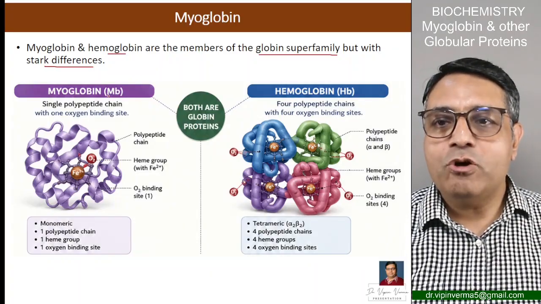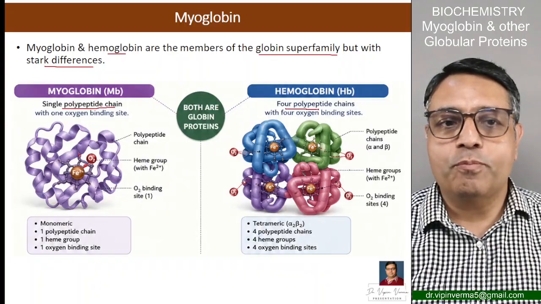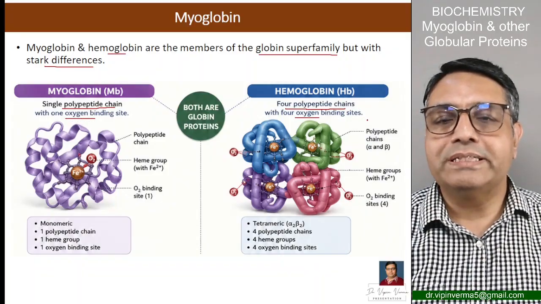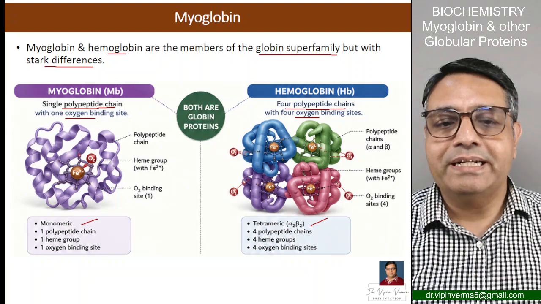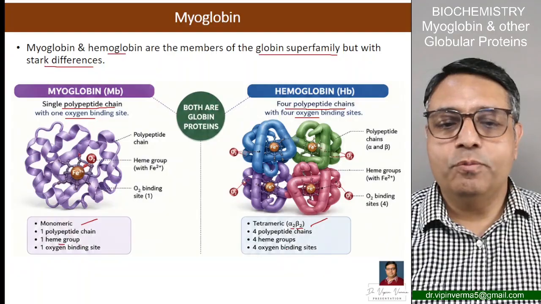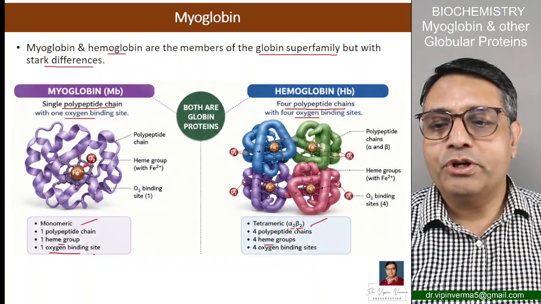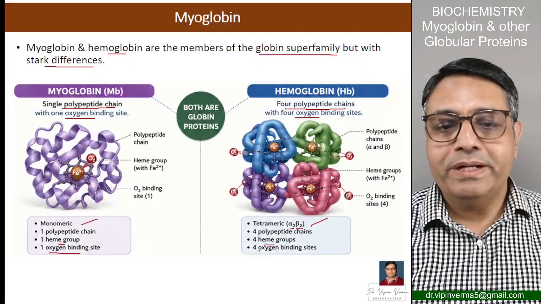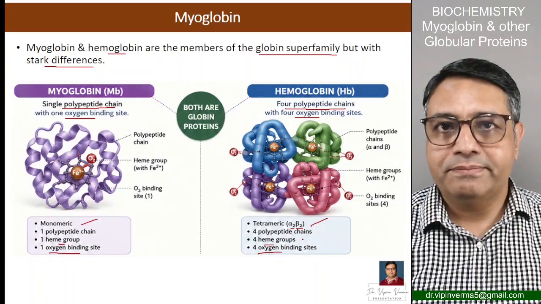Now if you look at myoglobin, it is a single polypeptide chain, while hemoglobin has 4 polypeptide chains. Myoglobin has one oxygen binding site while hemoglobin has 4 oxygen binding sites. So it is monomeric in nature, while hemoglobin is tetrameric, and it has alpha 2 beta 2 chains. So myoglobin has one heme group, while hemoglobin has 4 heme groups, and myoglobin can bind one oxygen molecule because it has just one oxygen binding site. While in the case of hemoglobin, it can bind 4 oxygen molecules because it has 4 oxygen binding sites. Okay.